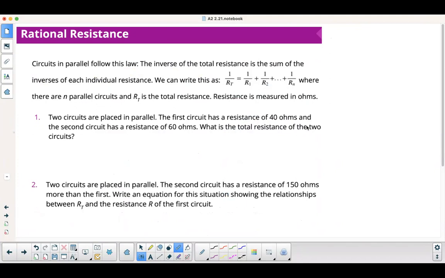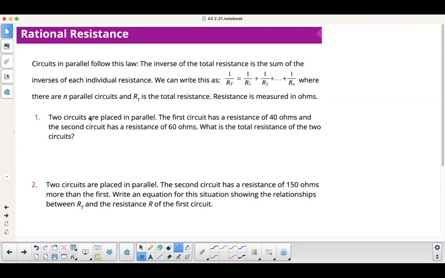All right, next one. Circuits in parallel follow this law. The inverse of the total resistance, so that's the 1 over RT, where RT is resistance total, is the sum of the inverses of each individual resistance. So 1 over, inverse means flip, 1 over resistance 1 plus 1 over resistance 2, depending on how many circuits you have. So where there are n parallel circuits and RT is the total resistance. Okay, so here's your formula.